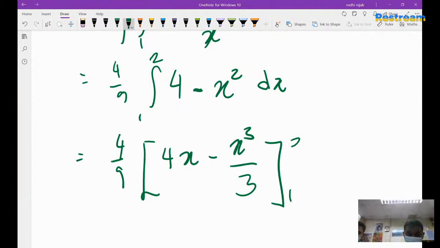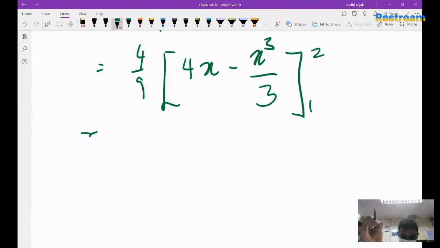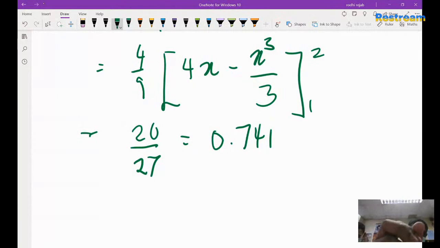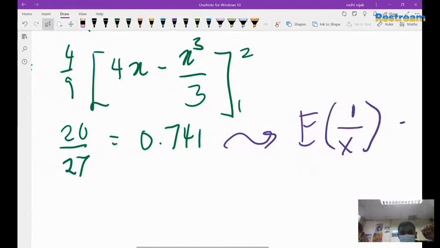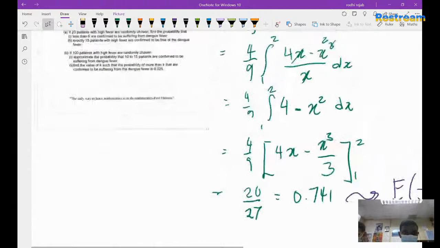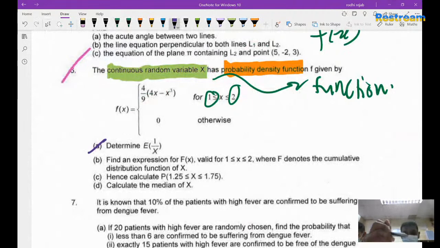If we simplify this expression, we will find that our final answer is 20 over 27, which is equivalent to 0.741. Hence this is our E(1 over X). This is the expectation value if X in the expression here is 1 over X. And that answers question A. That's the general idea behind question A.